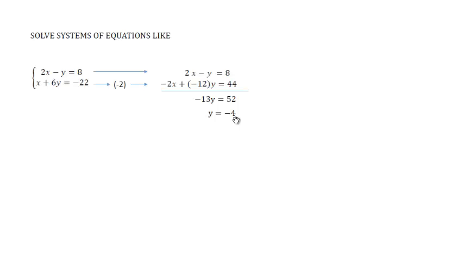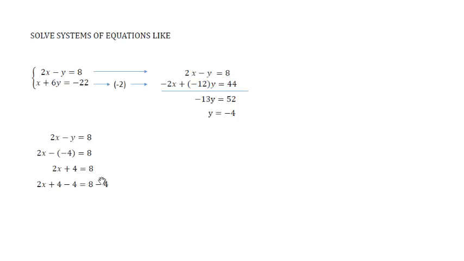We could, at this point, use elimination again and try to eliminate the y variables by multiplying the top one by 6. However, it's not necessary. Once we find one of the values, we can use substitution. Take the original equation, either one, and substitute the -4 in for y. So I took the first equation. I have 2x minus y equals 8. Instead of y, I put in a -4. Minus a negative becomes add the opposite, +4.